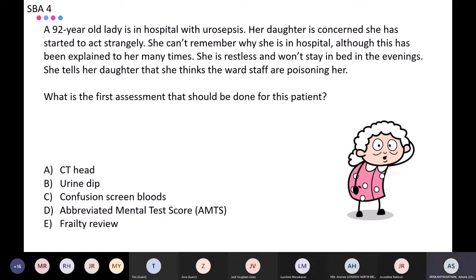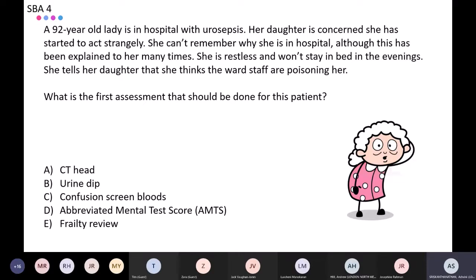All right, so most people have put down D, which is the correct answer. Very few have put down B and C, which aren't wrong. You would do these, but the first assessment you would do is the bedside test of just doing a very quick abbreviated mental test score.